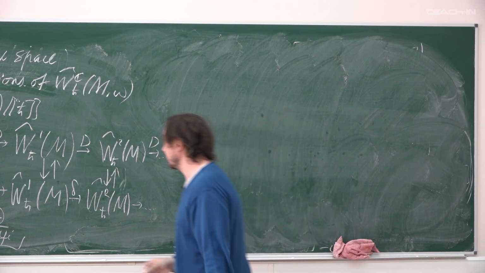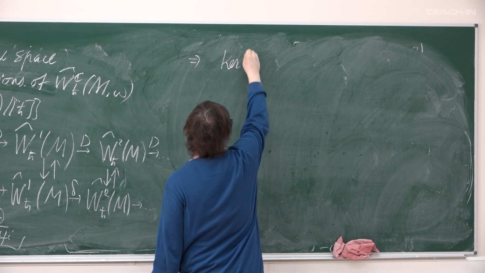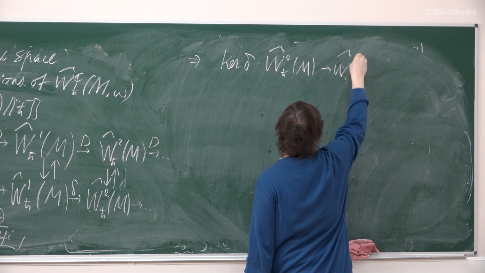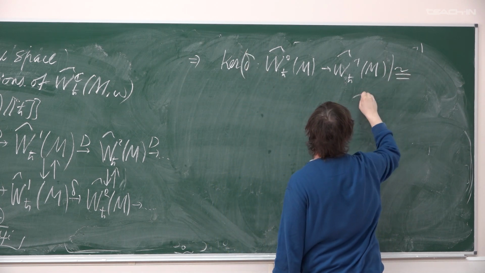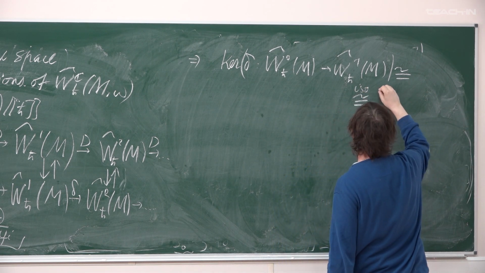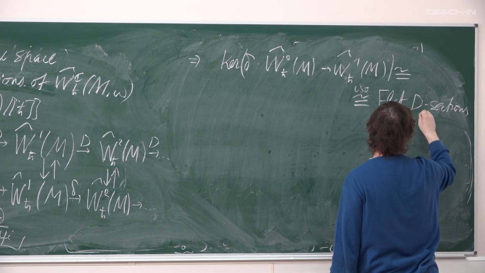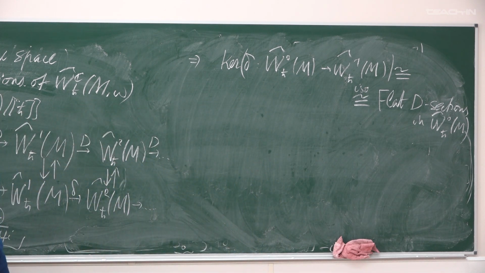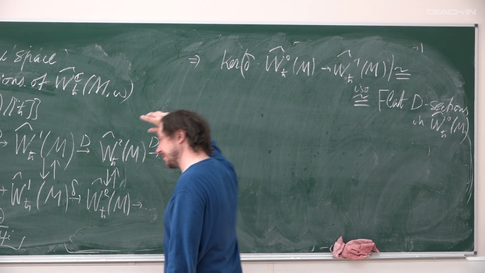But now it will mean in particular that the kernel of delta as a map from W hat 0 H bar M to W hat 1 H bar M will be isomorphic to the space of flat sections with respect to D in W0 H bar M. Right? And it is easy to find this kernel.